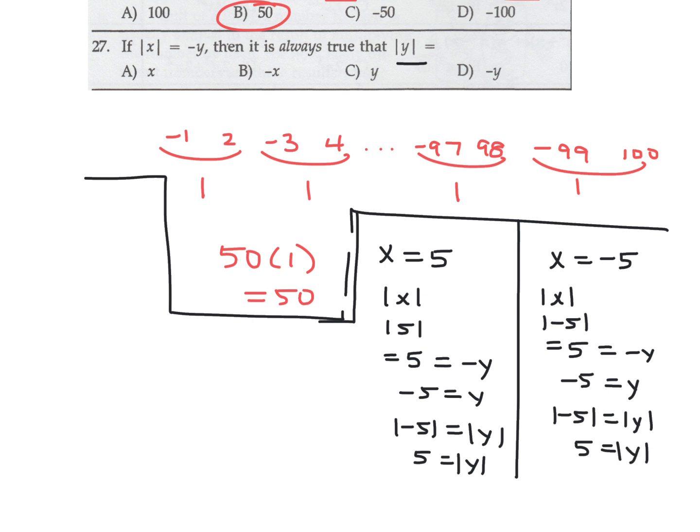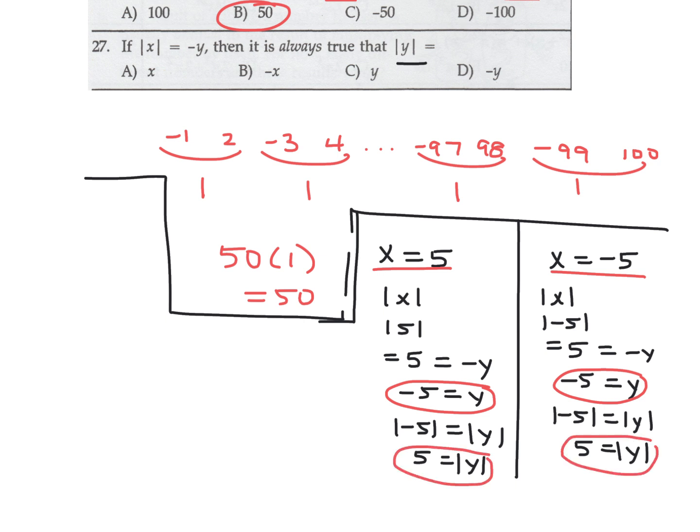You'll notice that in both of these scenarios, x is different, but y is the same. And therefore the absolute value of y is also the same. And in terms of letters, it would be the same as -y for both scenarios. So of all the answer choices, the only one that works always is, and they've even put that word in, is D.